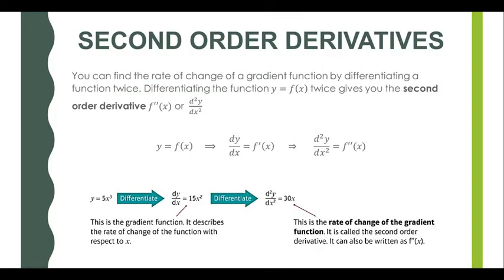When we differentiate, we get the rate at which the function is changing. We also call this our gradient function, so differentiating gives us our gradient. But if we differentiate our gradient function, so if we differentiate again, we get the rate of change of the gradient function.